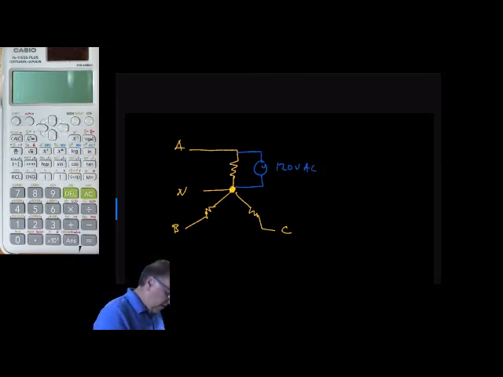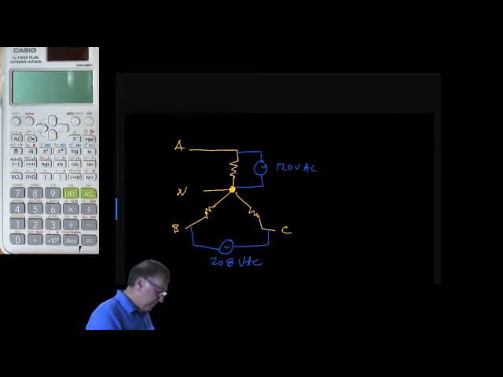If we go across 2 phases, instead of 1, go across 2 resistors, we'll see 208 volts AC. Another configuration of a 3-phase is called a delta.